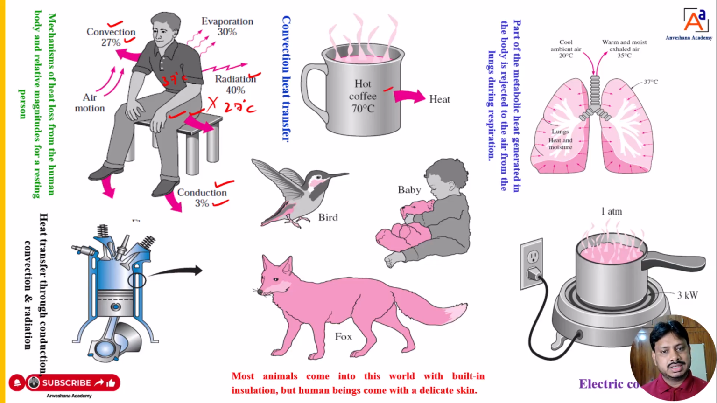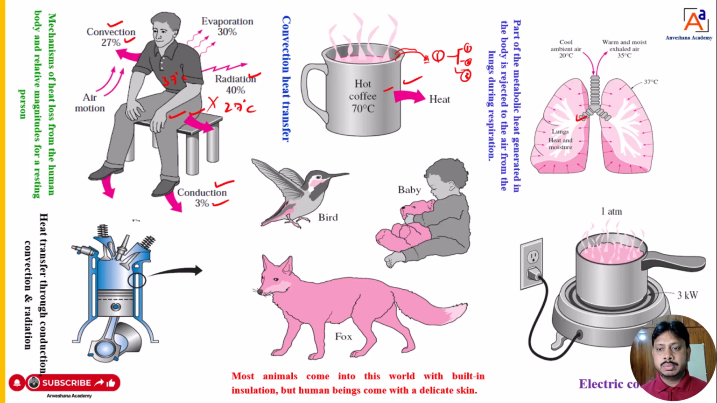Second, hot coffee, as I told, dear students, right? Heat is going to transfer from hot coffee to the surrounding, right? That heat transfer is represented by Q. That is going to transfer in three ways: conduction, convection and radiation. Hot coffee is also an example of heat transfer.